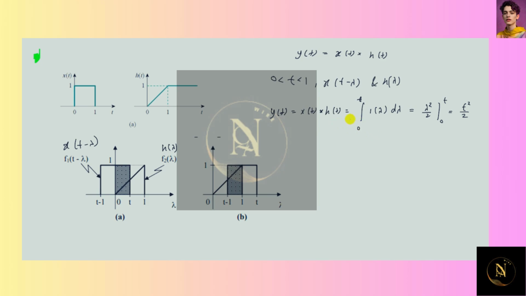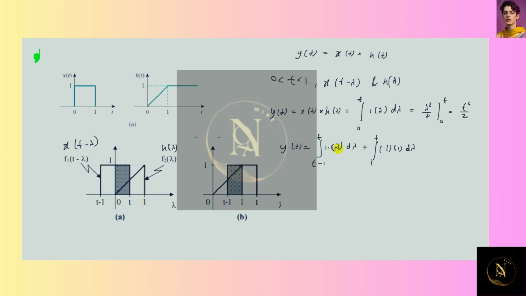Now we can also say this is the figure B. You can see in the figure that the value of t is between 1 and 2. Then x of t minus lambda and h of lambda overlap. So here y of t is equal to the integration from t minus 1 to t of 1 multiplied with lambda d lambda, plus the integration from 1 to t of 1 multiplied with 1 d lambda.